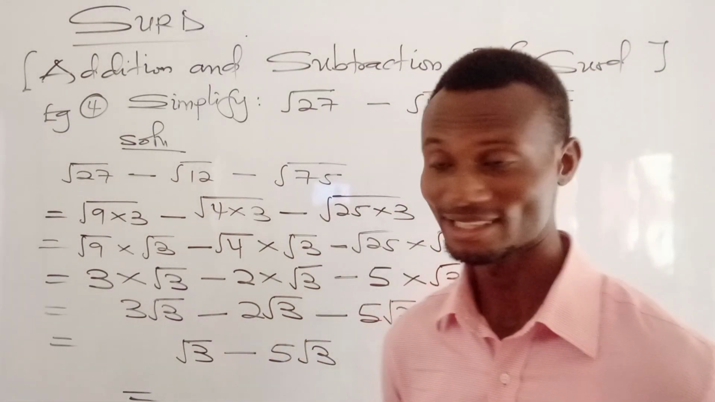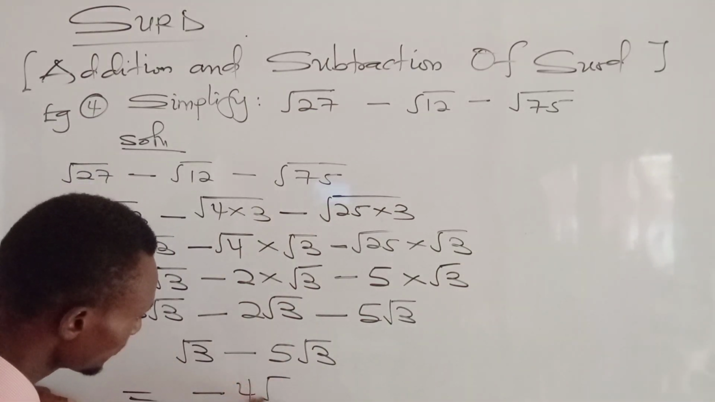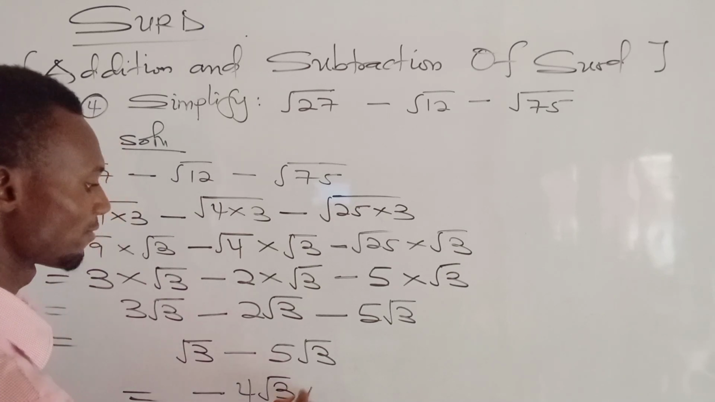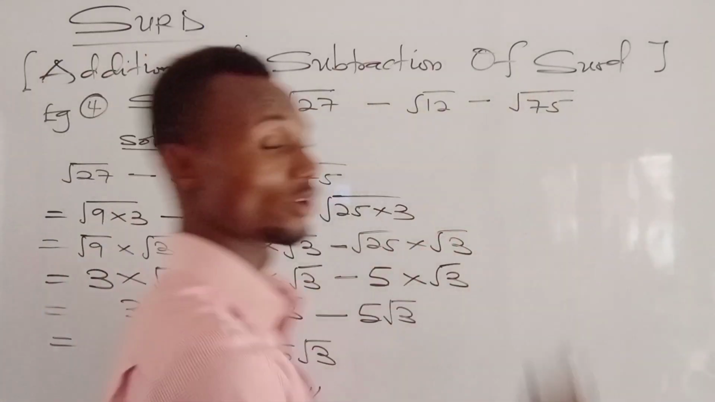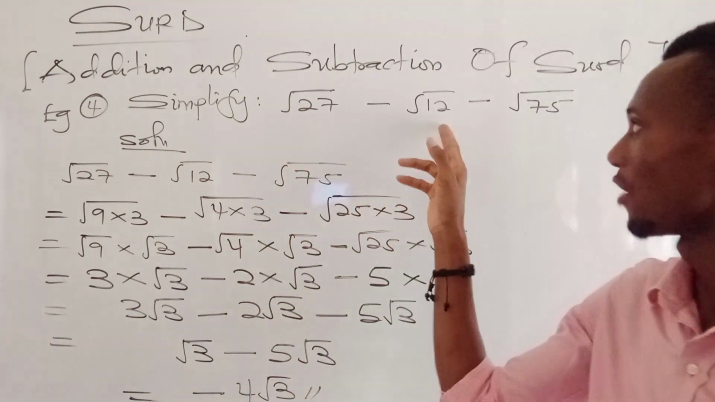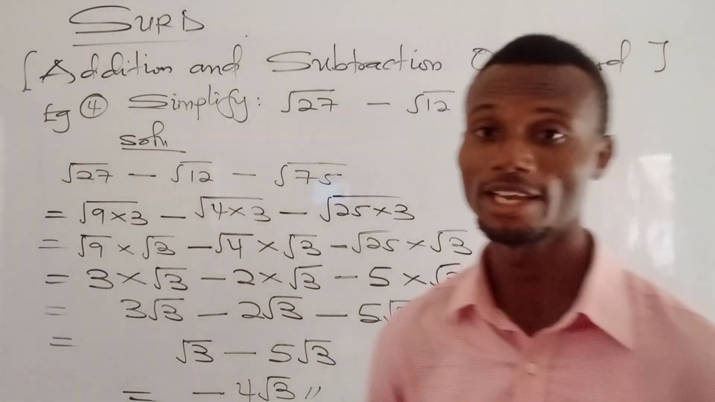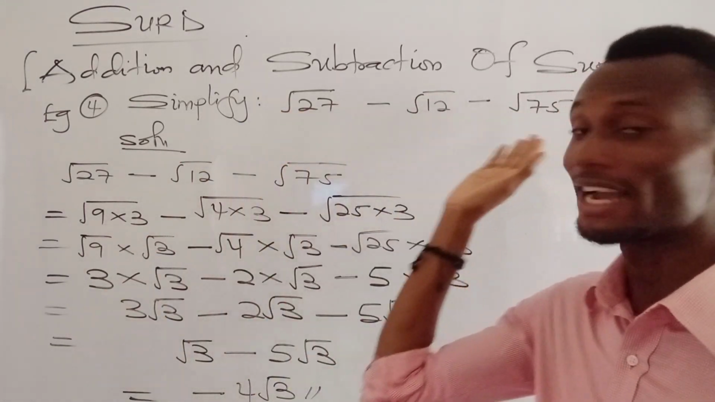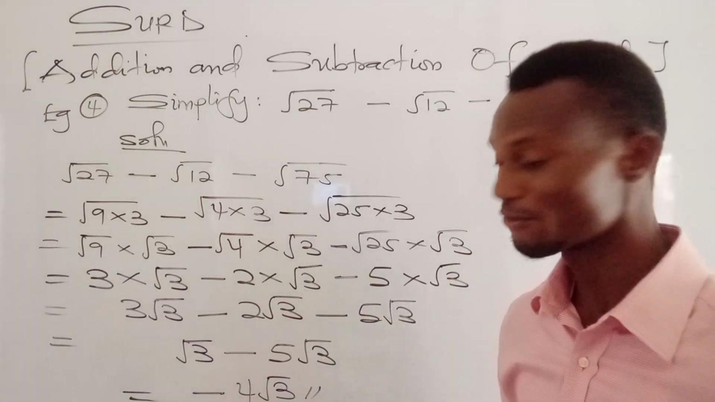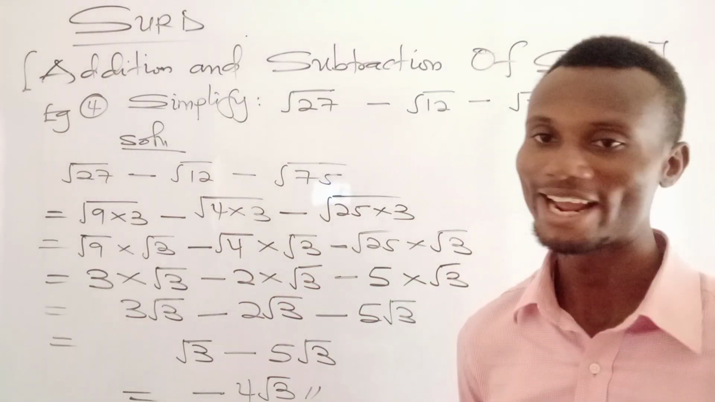I hope the explanation is clear. So the final answer is going to be negative 4 root 3. And this is your final answer for simplifying the question on the board, which is square root of 27 minus square root of 12 minus square root of 75. If you type all of these things on the calculator, it will give you a straight answer, which is minus 4 root 3. And this is the process to go through to arrive at the answer.